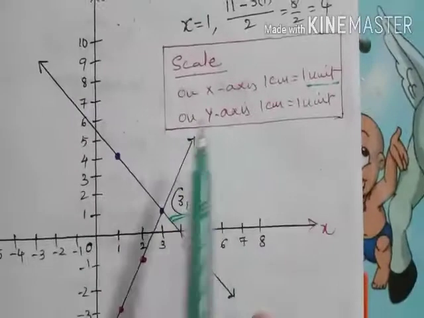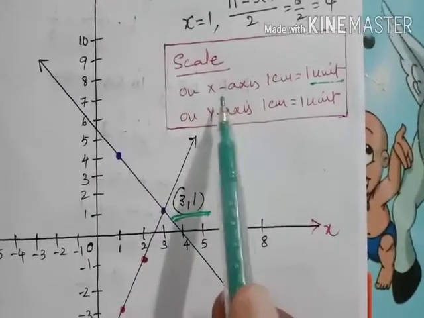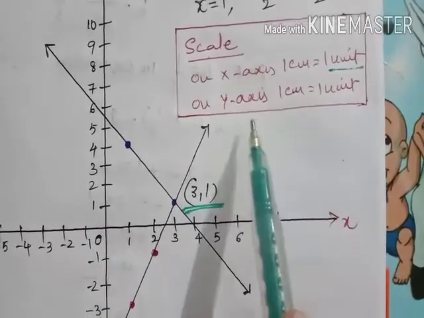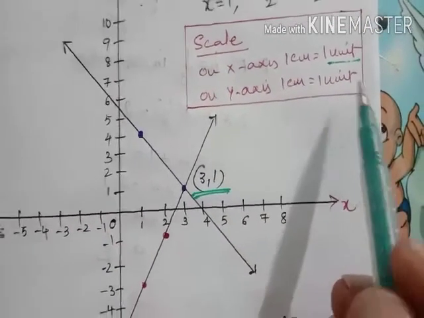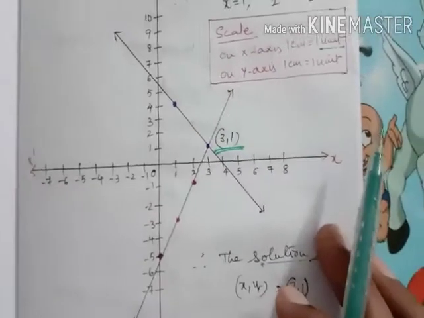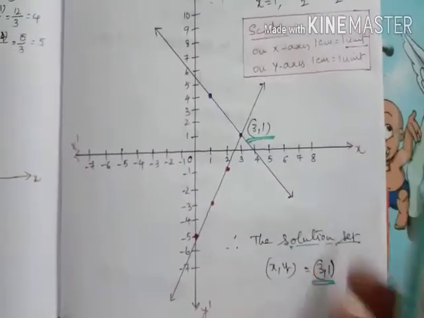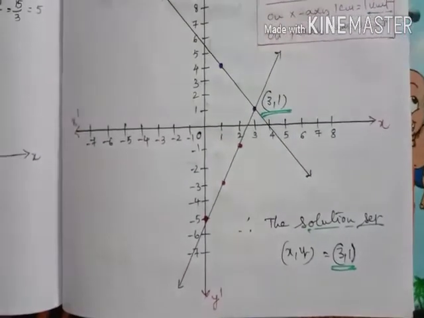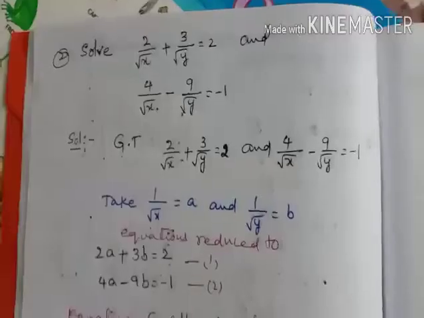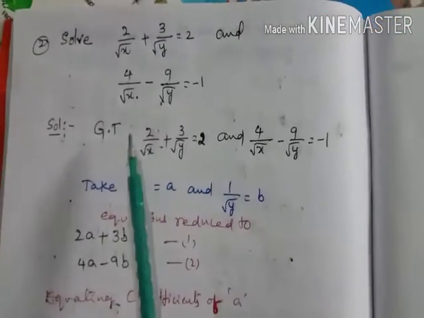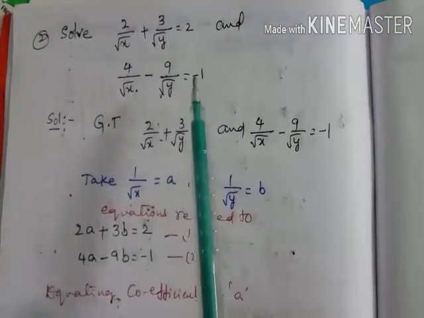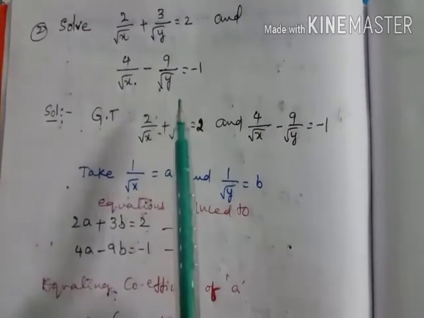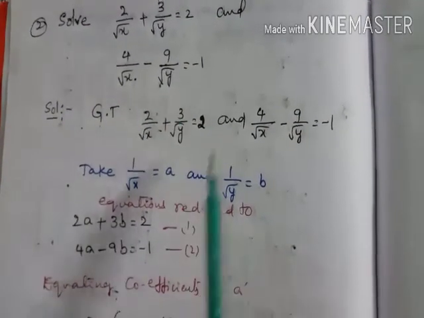So for the graph, on x-axis scale 1 cm is equal to 1 unit, on y-axis 1 cm is equal to 1 unit. The graph is like this. Therefore the solution set x, y is equal to 3, 1. The second question: 2 by root x plus 3 by root y is equal to 2, 4 by root x minus 9 by root y is equal to minus 1.